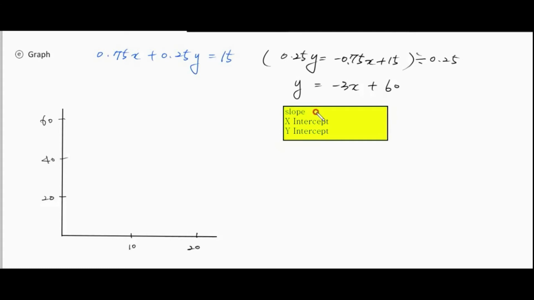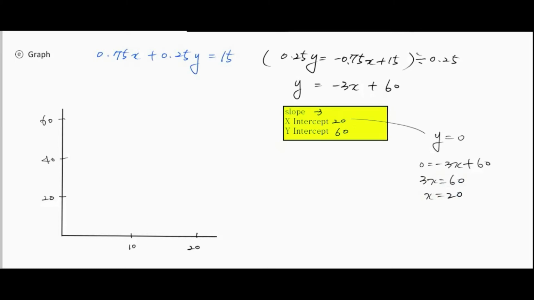Let's start with the slope. The slope will be minus 3. And the y-intercept will be 60. And I guess you remember how to solve for the x-intercept. We should just put y as 0 and solve it. So it will be 0 equals minus 3x plus 60. 3x is 60. And x will be 20. And now let's draw the graph.